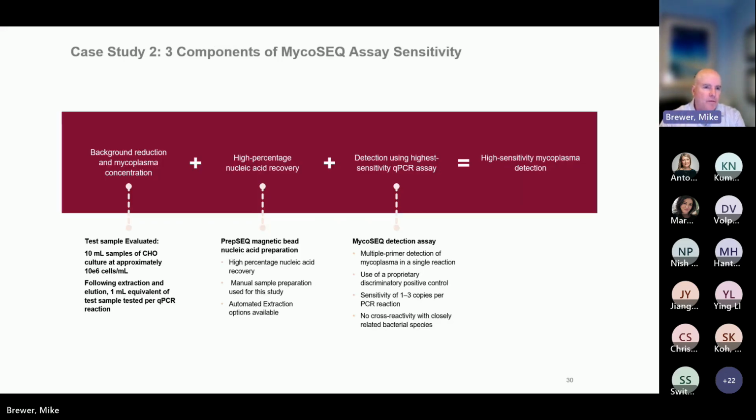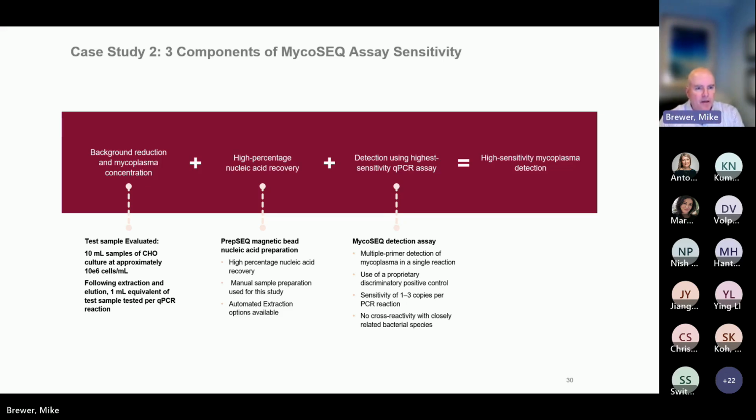When we talk about these high sensitivity assays, there are really three components that go into it. The first component is treatment of the sample for background reduction and Mycoplasma concentration. That's accomplished by centrifugation. Again, in this study, we're going to talk about 10 mL samples of CHO cells, and these were approximately 10 to the 6 cells per mL. Following extraction and elution, 1 mL equivalent of the test sample is evaluated in each qPCR reaction.